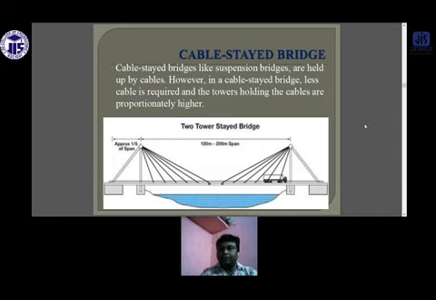This one is the simple cable-stayed bridge. Cable-stayed bridges, like suspension bridges, are held up by cables. However, in a cable-stayed bridge, less cable is required, and the lower cables hold proportionally the higher layers.